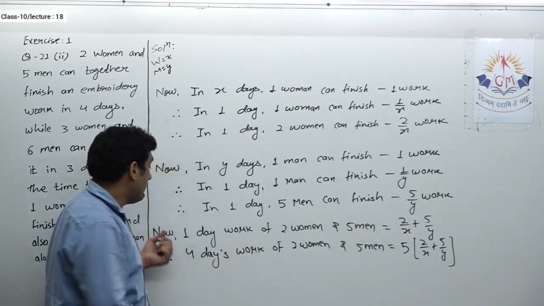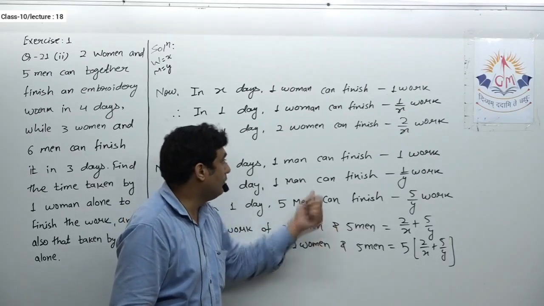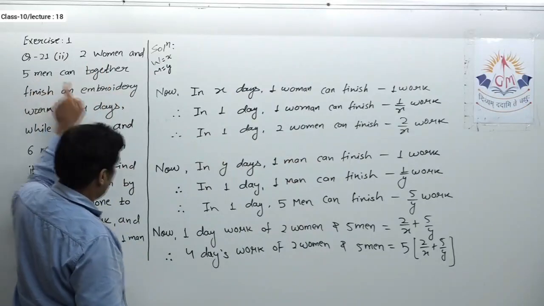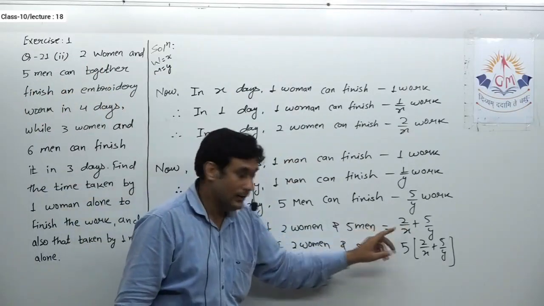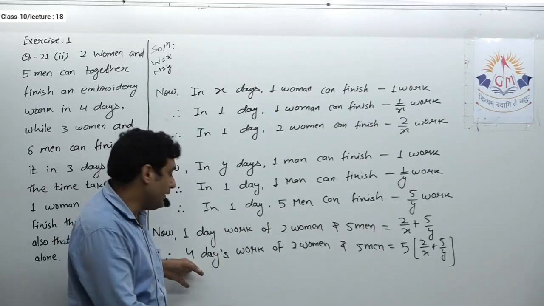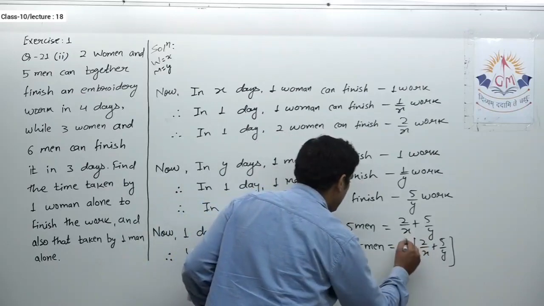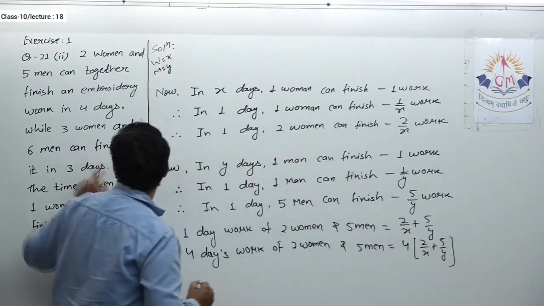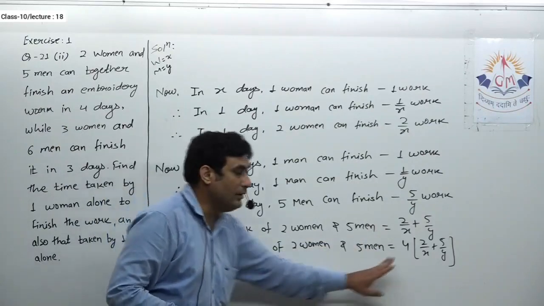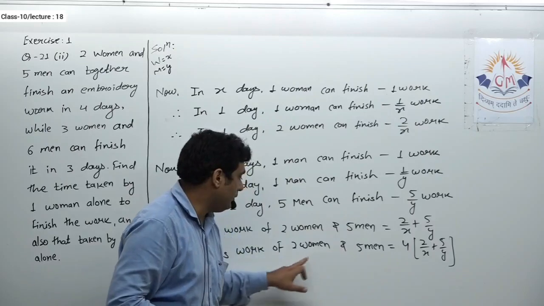Then we took that 1 day work of 5 men and 2 women. That means combined work of 2 women and 5 men, that is their addition. So this is the 1 day work. So how much work they will be able to finish in 4 days? Obviously multiplied by 4, not 5. Here it should be 4. Okay, in 4 days. So 1 day work is this much. So this is the 4 day work of 5 men and 2 women.